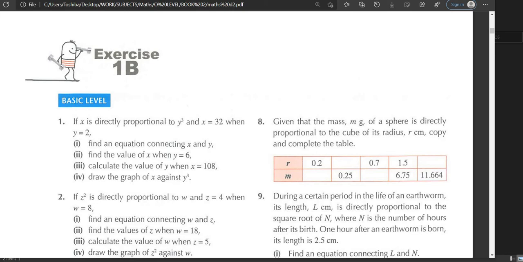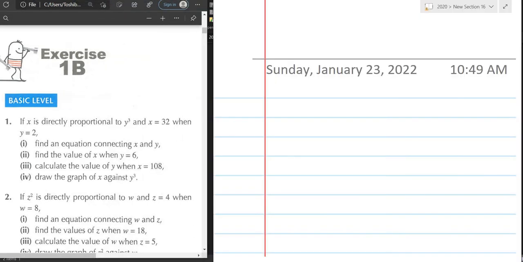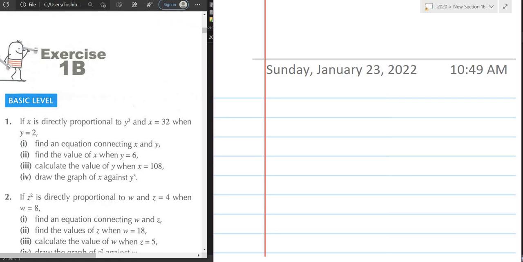So in the previous class of direct proportions, we had just touched the basic questions. In today's class, we will be understanding different forms of direct proportions as well. So if you were to look at question 1, it says if x is directly proportional to y cube.